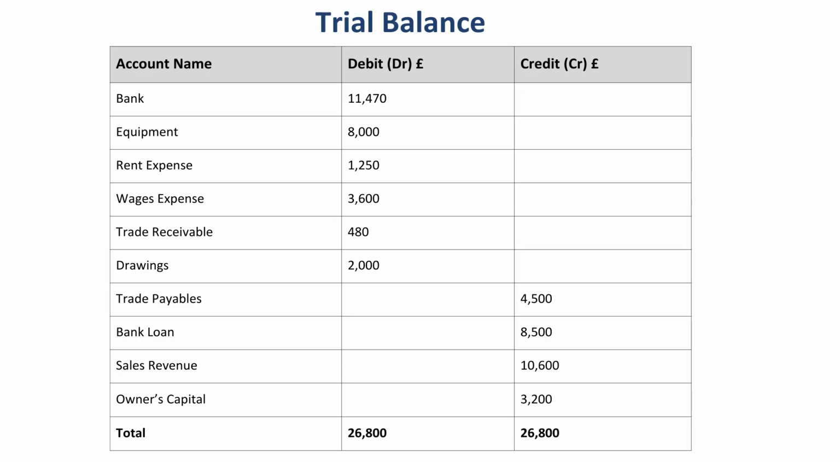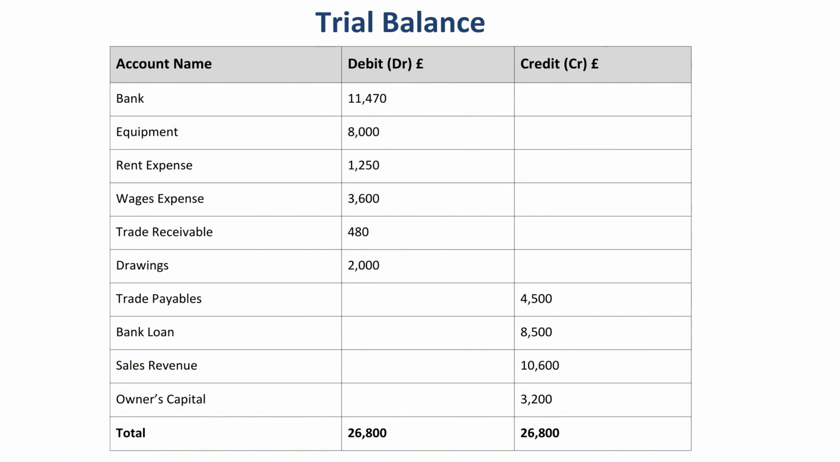On the debit side, we have bank, £11,470. The bank balance is a current asset, and assets normally carry a debit balance. A positive bank balance represents money the business owns, so it appears on the debit side. If the bank were overdrawn, it would move to the credit side as a liability, but here it is clearly positive.